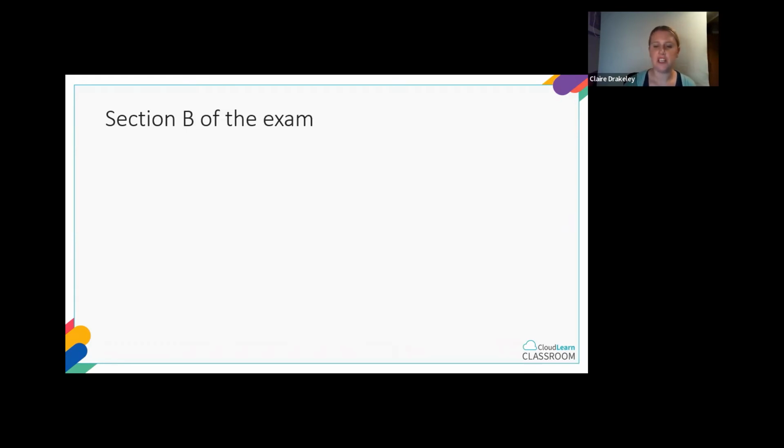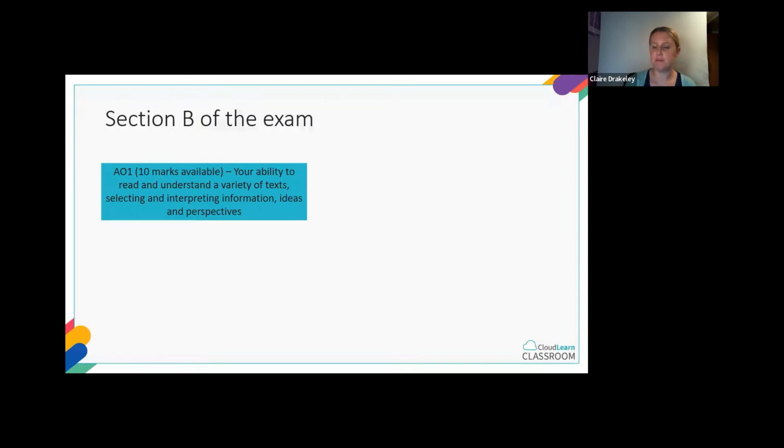So the question in section B is worth 30 marks, and you'll be marked on 3 criteria, which we'll take a look at now. So assessment objective 1, there are 10 marks available for this question. Your ability to read and understand a variety of text, selecting and interpreting information, ideas and perspectives. This one was also assessed in section A, so you should have already gotten a good feel for this. What you must do here then is translate this understanding through whichever form you are asked to write in.